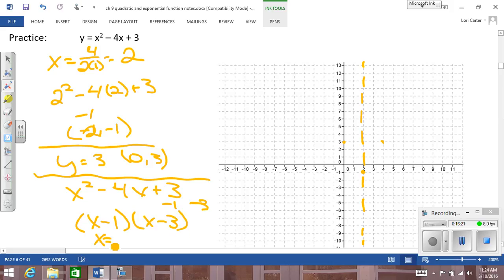So what does x equal? So we have (1, 0) and (3, 0). So Maddie, are you right? You told me it was 1.5. No, it's 1.